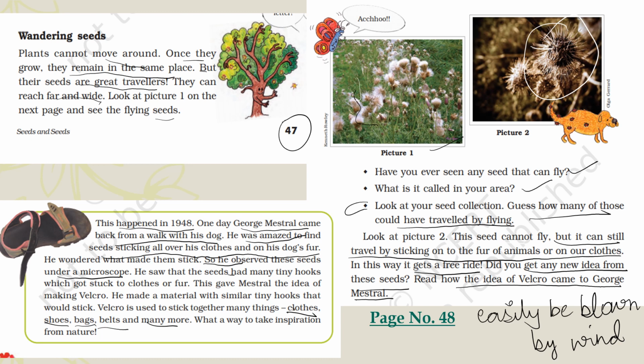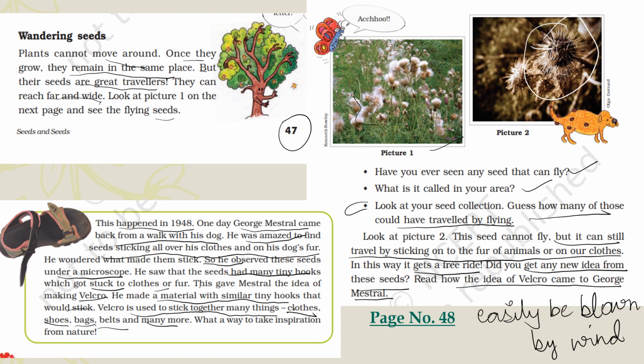He saw that the seeds had many tiny hooks. So the seeds have some sort of hooks which got stuck to clothes or fur. This gave Mestral the idea of making Velcro, and he made a material with similar tiny hooks that would stick. Velcro is used to stick together many things. So that's how the Velcro was made.